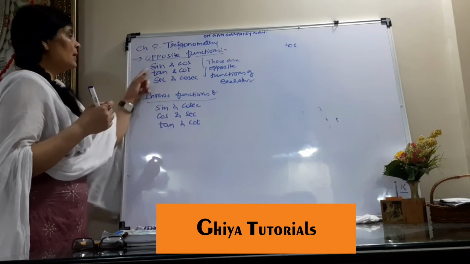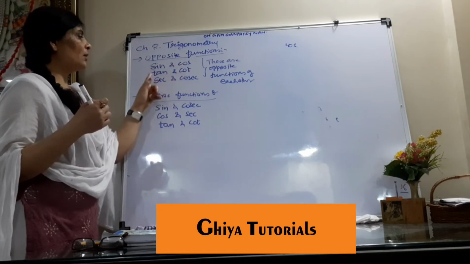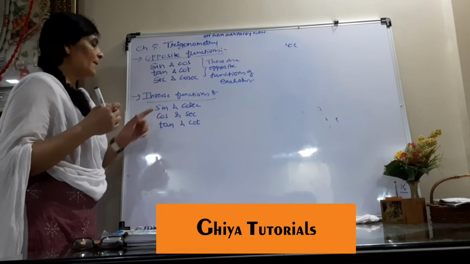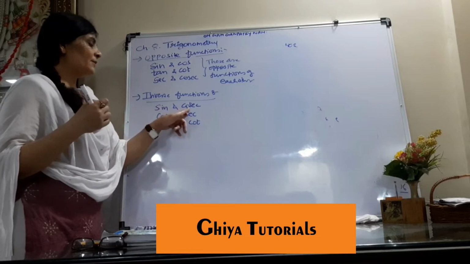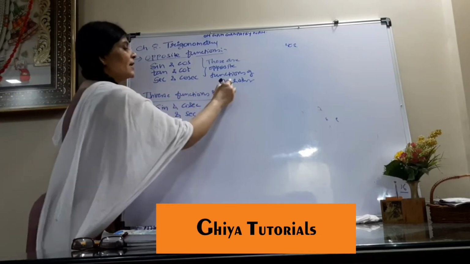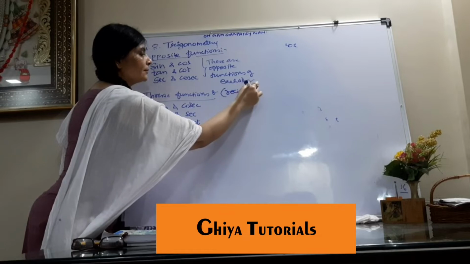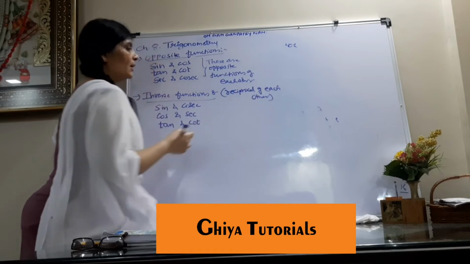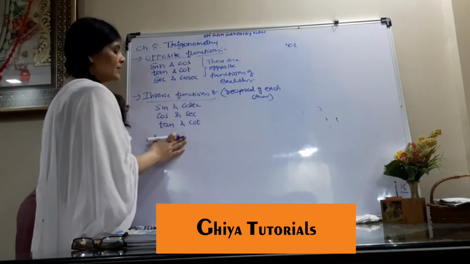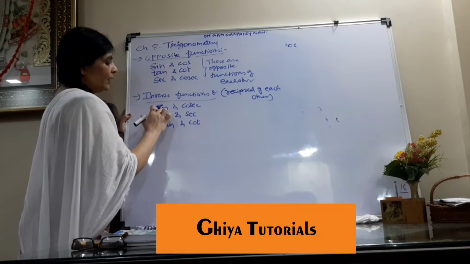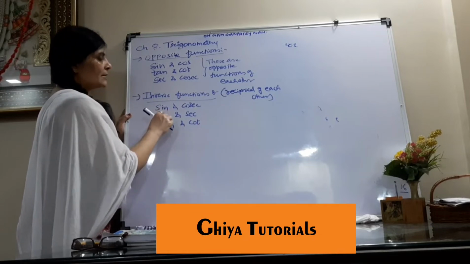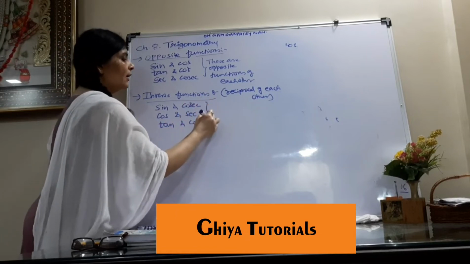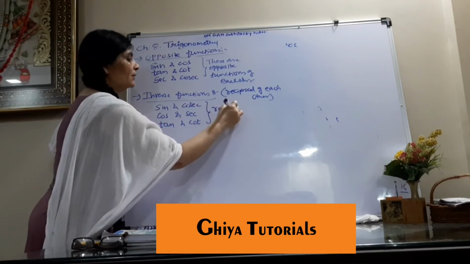I repeat both this. Sine and cos, tan and cot, sec and cosec. These are opposite functions and inverse functions are sine. What is the inverse function of sine? Cosec. Inverse means reciprocal of each other. It gives us the formula. Let us see how the formulas are framed. Sine and cosec, cos and sec, tan and cot. These are inverse, reciprocal of each other.